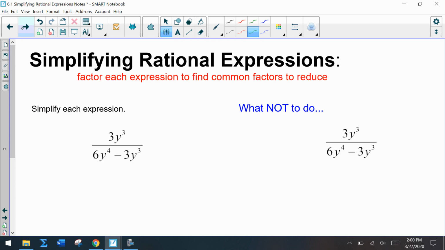So now we're going to talk about simplifying rational expressions. To simplify each expression, I want to show us what to do and what not to do. So I'm going to start off with what not to do. We have to think about finding factors to reduce. What not to do would be this.